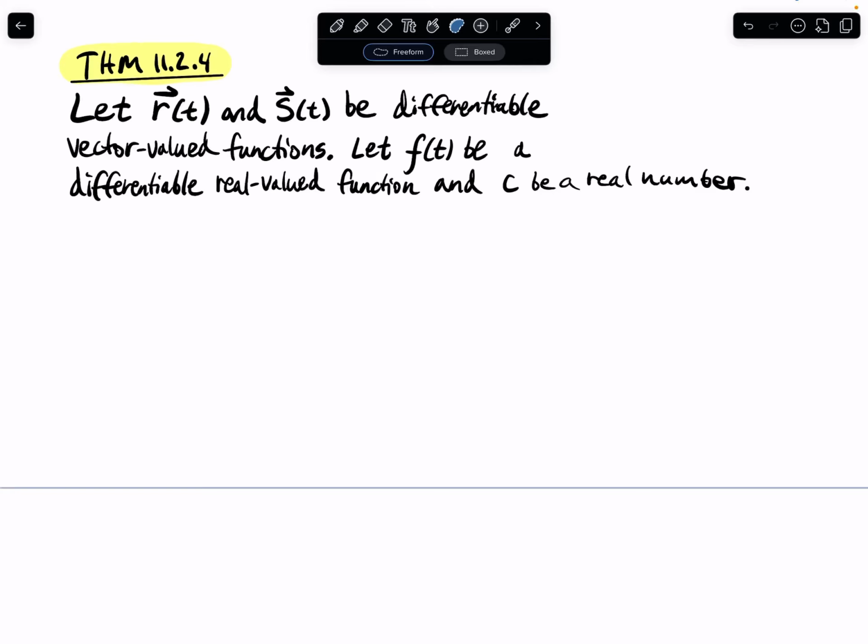So this is theorem 11.2.4. Let R of t and S of t be differentiable vector valued functions. Then we're going to let f of t be a differentiable real valued function and c be a real number. Then the following 6 things hold.